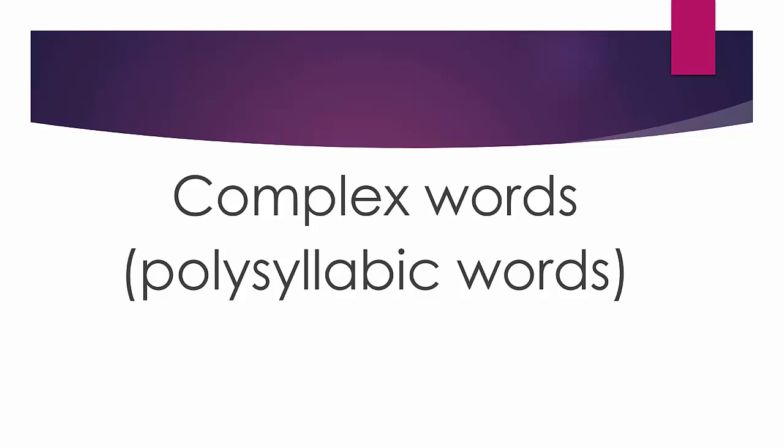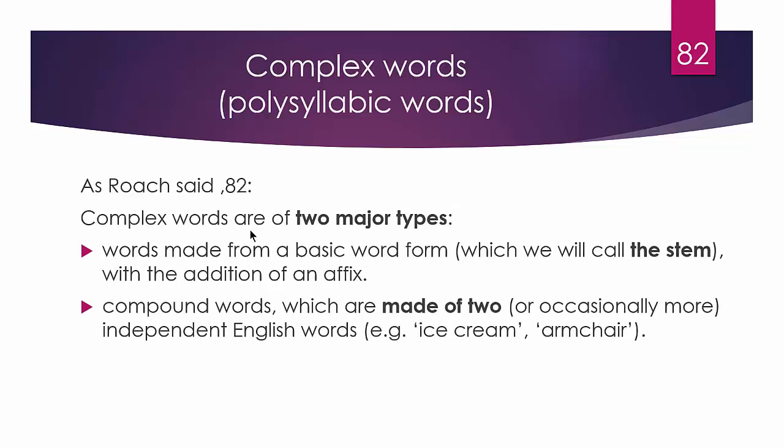polysyllabic words. As Rock said in page 82, complex words are of two major types. So we have two types of complex words. Words made from a basic word form, which we call the stem, with the addition of an affix. The affix is prefix and suffix. For example, lovable. Lovable, the stem is love and the affix is able.